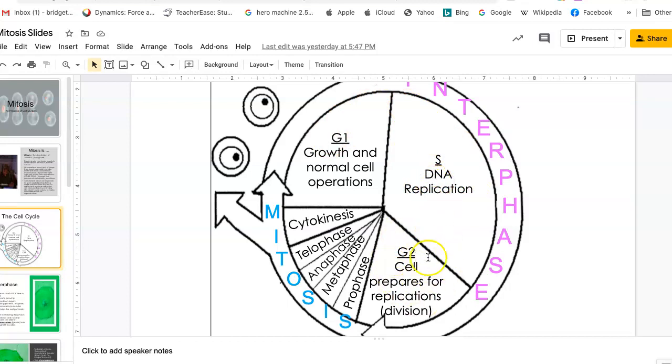Then we have the G2 phase where it prepares. And then these are the stages we're going to spend some good time talking about: prophase, metaphase, anaphase, telophase, and then cytokinesis. So this is technically mitosis, so I want you to pay attention to that part. I'm going to break down some of these right now, along with interphase, to explain them a little more. And again, just listen. You'll get time to do more of this later.